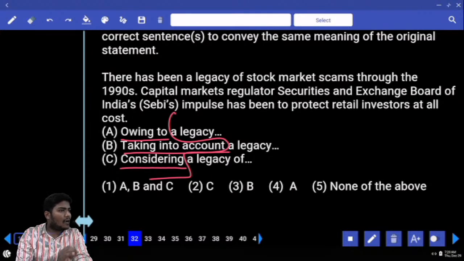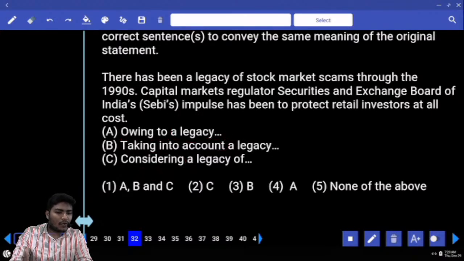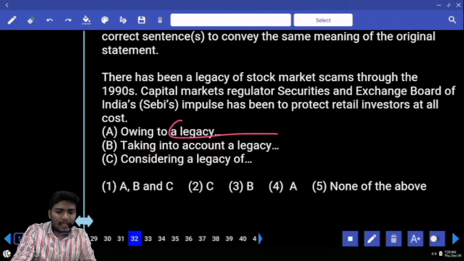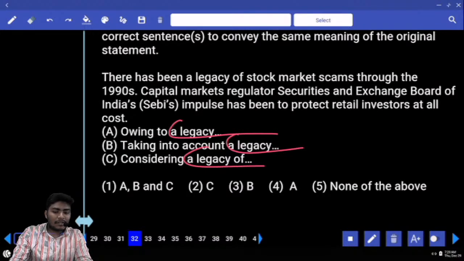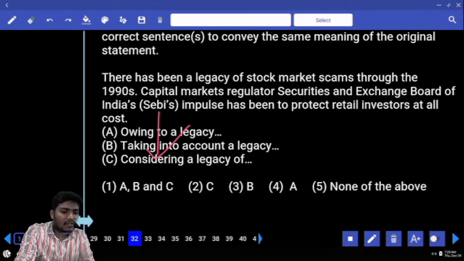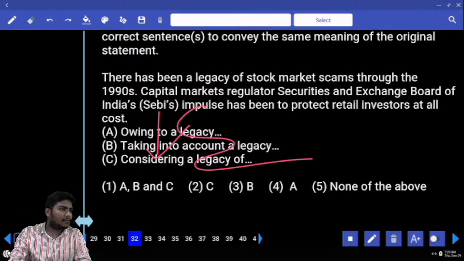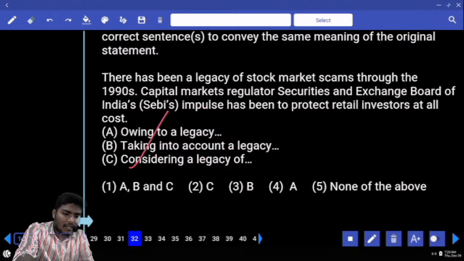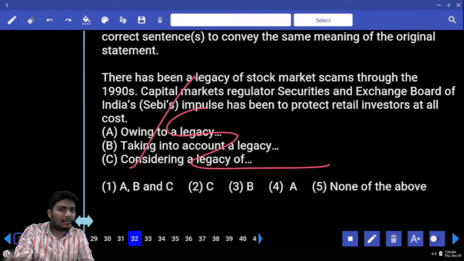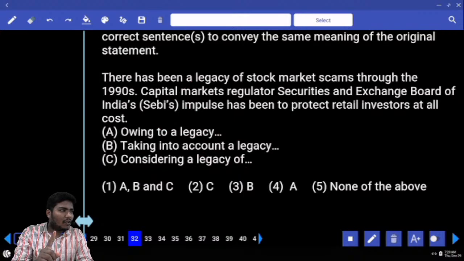The three are the same. If at all you have to use them, look at this: a legacy, a legacy, a legacy. That means you are starting three starters with the same combination of a legacy. These three have the same meaning and they are started with the same word. What does it mean? You have to go for all of the above or you have to go for none of the above. Only two options. You have to go for all of the above or none of the above.